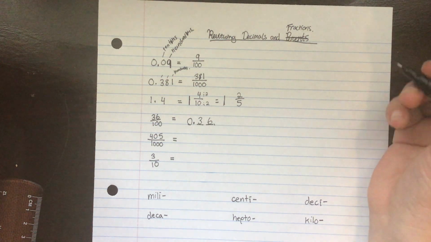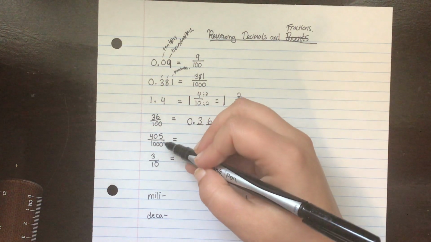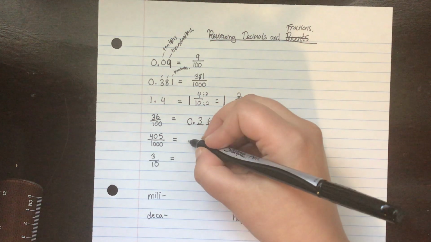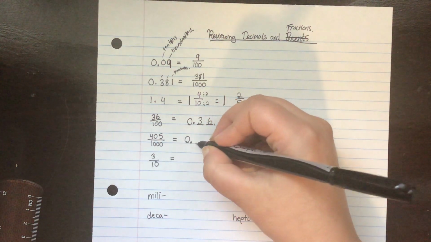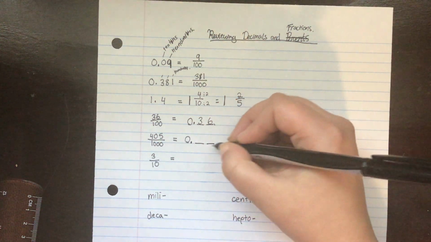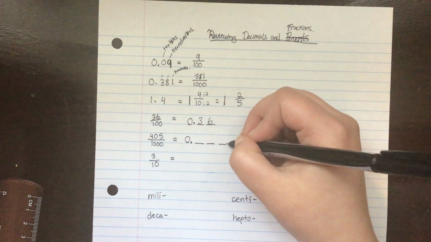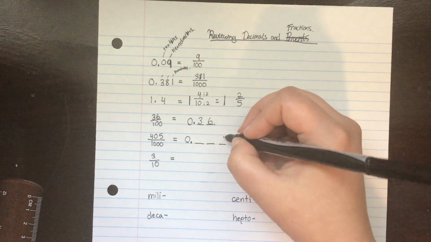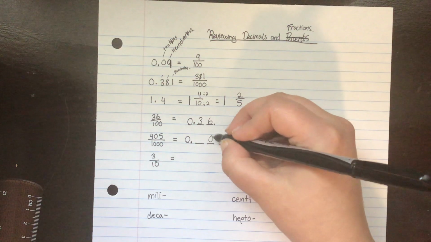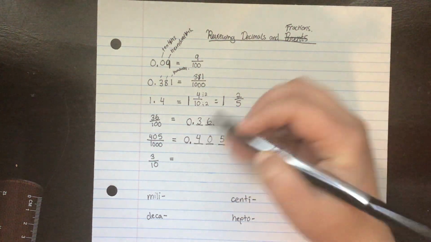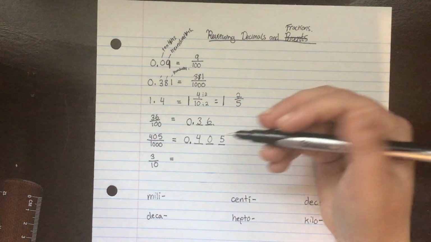I'll show you again how I did that. So this one we have 405 1,000ths. So if we're in thousandths, I'm going to have space for 3 because thousandths is the 3rd decimal place. And then I start filling in my numbers backwards. 405 thousandths, just like that.